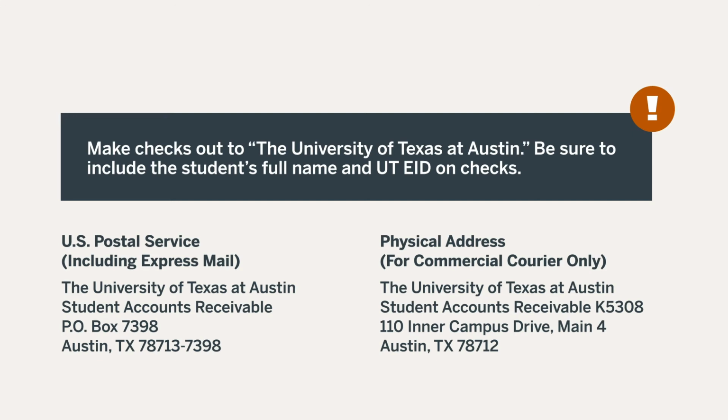If you are sending by U.S. mail, direct the mail to University of Texas at Austin Student Accounts Receivable, P.O. Box 7398, Austin, Texas 78713. If you are sending by courier or overnight, FedEx, UPS, DHL, etc., mail to University of Texas at Austin Student Accounts Receivable, K5308, 110 Intercampus Drive, Main 4, Austin, Texas 78712.